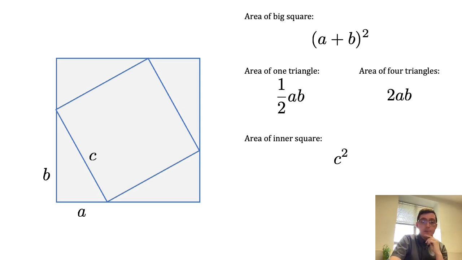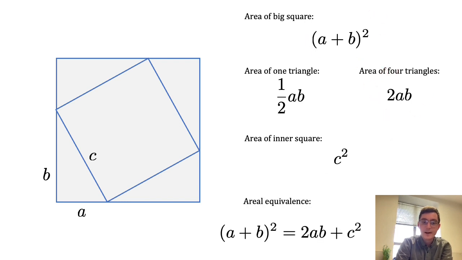Now, what do we know about these equations that are on the screen right now? This represents the whole square. This represents the triangles, and this represents the inner square. So this plus this should equal that. So we have our areal equivalence equation.